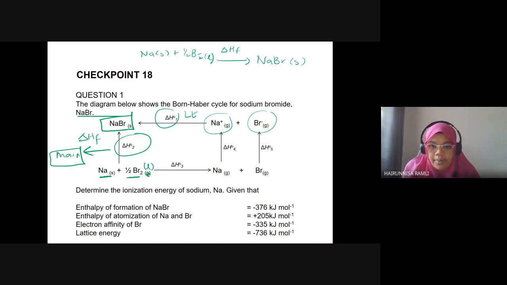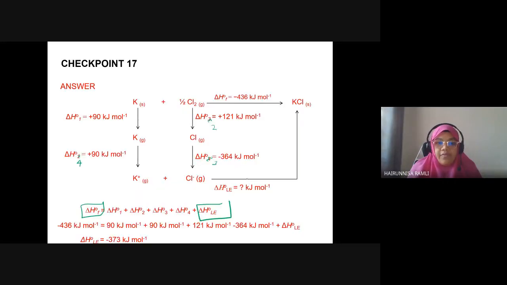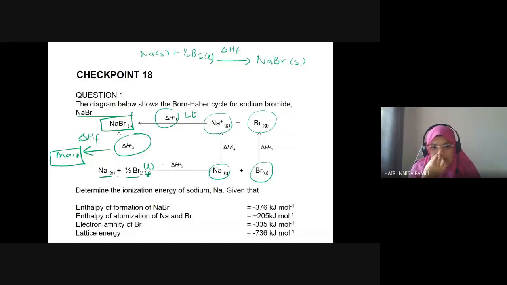Okay, and how about delta H3 ni? Cuba tengok. Daripada solid Na, Br2 liquid ni, tiba-tiba dia terus produce gas Na dengan Br. They combine together. We know that before this, normally kita asingkan: solid kepada K gas, chlorine gas kepada chlorine gas, atomization, tapi kita separate. But for these examples, they combine. Nampak tak? And the information given also, they combine. Enthalpy atomization of Na and Br is this one. So basically this value is for both Na and Br.